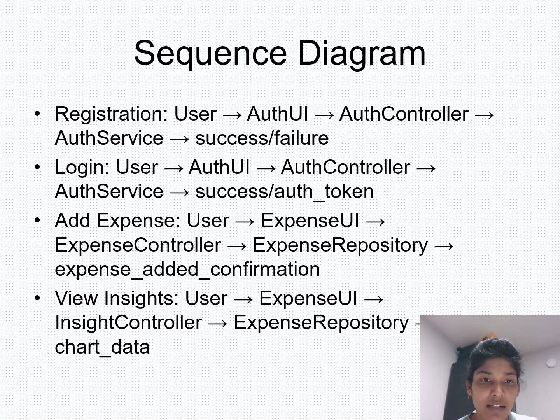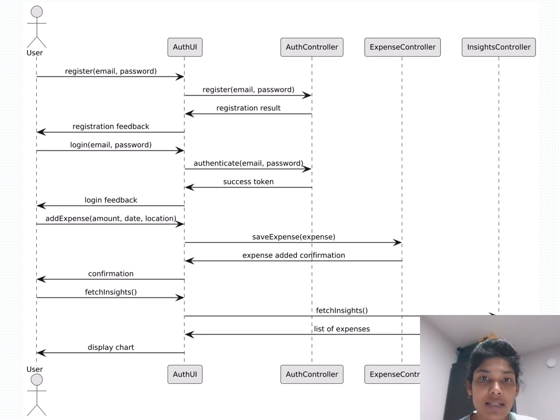And login: user to authentication UI, authentication UI to authentication controller, to authentication service, to success or authentication token. Add expenses: user to expense UI to expense controller to expense repository to expense added confirmation. In view insights: user to expense UI to insights controller to expense repository to chart data. And next, this is a visual representation of the flow of events in the application.